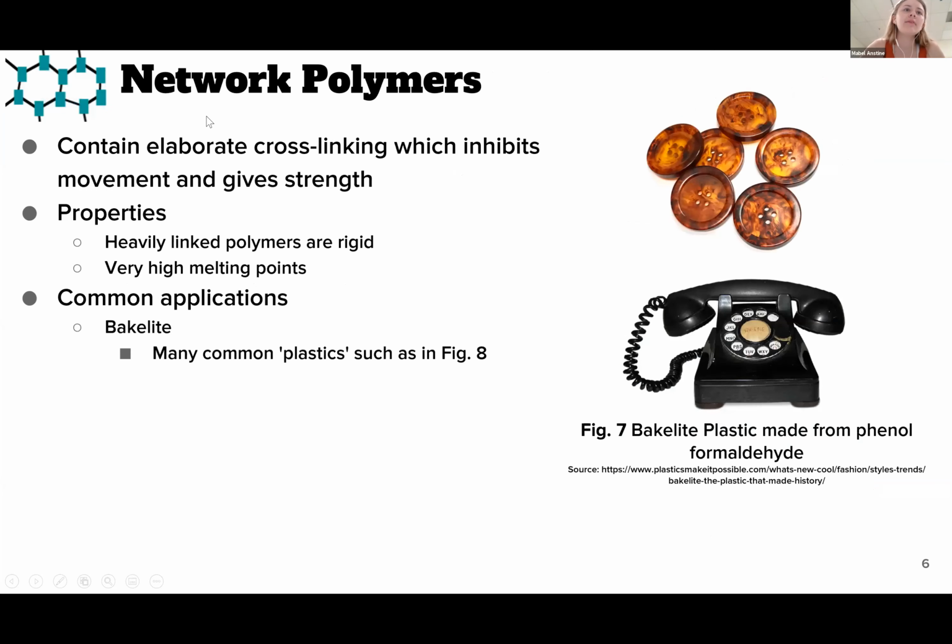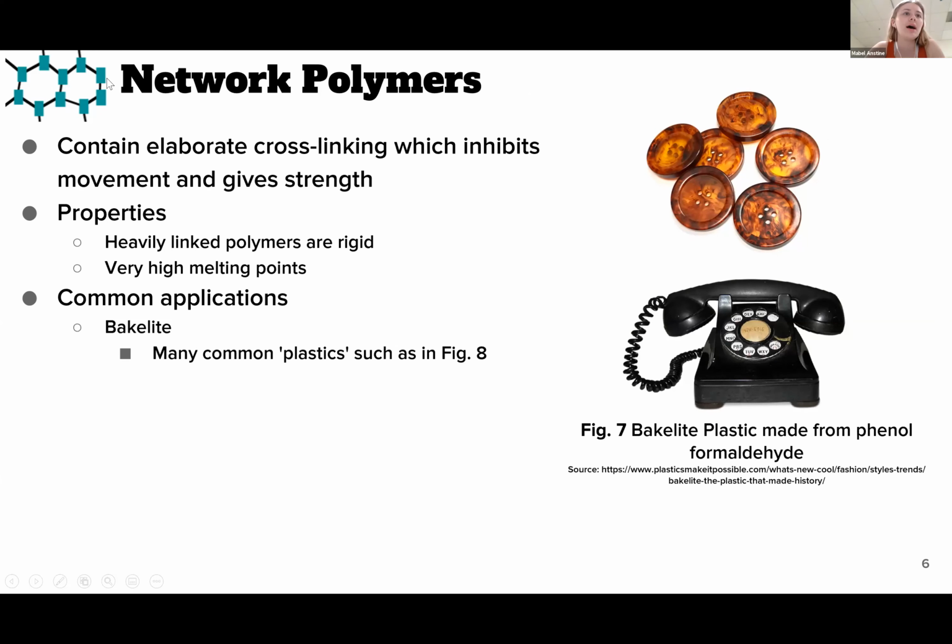And then lastly, we have network polymers. So these are polymers that are much more elaborately cross-linked, and the cross-linking is going to inhibit the movement or the mobility, and it's also going to give strength. So again, these heavily linked polymers are going to be pretty rigid and have very, very high melting points. So some common applications are Bakelite. So I guess when I think of some harder plastics, those are going to be composed of some network polymers.